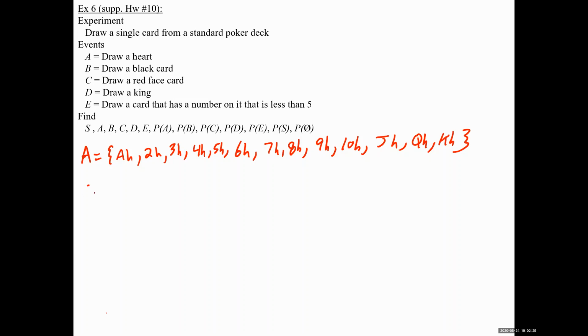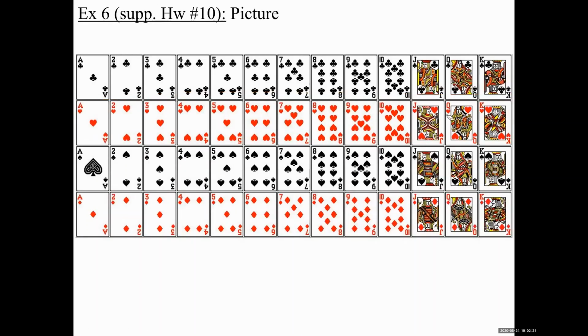Okay, let's go ahead and do C. It says you draw a red face card. You have to list the cards that are red face cards. A face card is a card that has a face on them. So these are the cards that are face cards. You're not going to list them all. You're going to list the red face cards. Which ones are they?